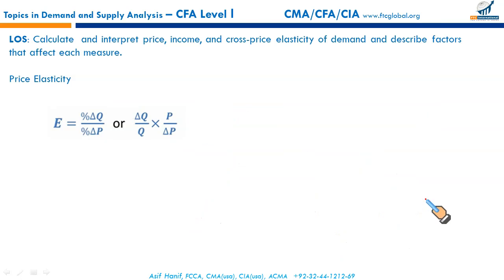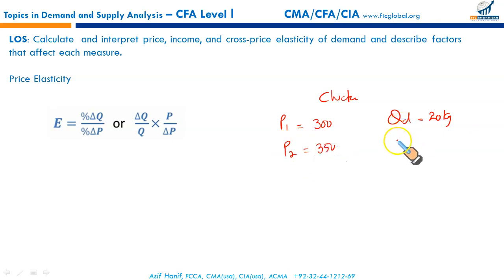Now let us just try to plug this in to find some elasticities. Let's take some items and see how their price is affected. Let's take chicken. Let's say right now the price of chicken at P1 point in time is 300 PKR. That's my local currency. At this price, my monthly quantity demanded is 20 kg. When the price is increased from 300 to 350, my quantity demanded fell to just 5 kg.